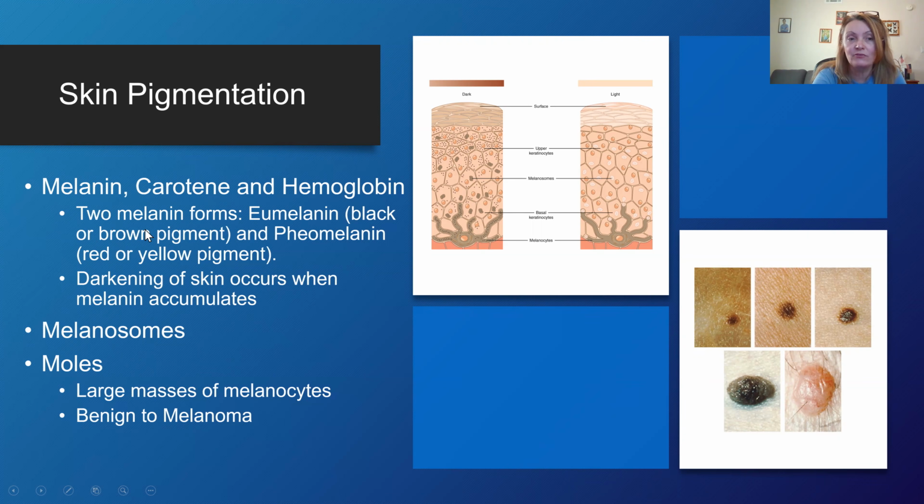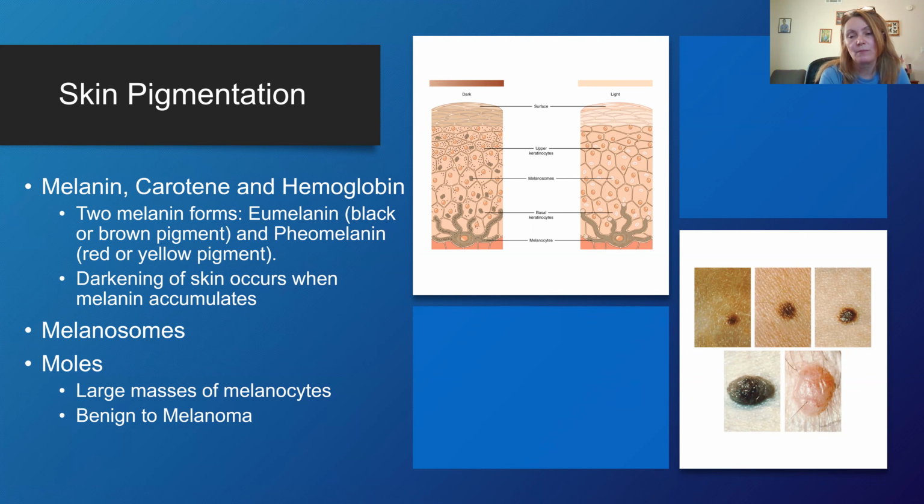We do have 2 different forms of melanin. We have eumelanin, and this one is black or brown pigment, and we have pheomelanin. And pheomelanin is more of a red or yellow pigment. So the people who have red hair and very light skin predominantly have this pheomelanin. So the more melanin accumulates in your keratinocytes, the darker your skin becomes.